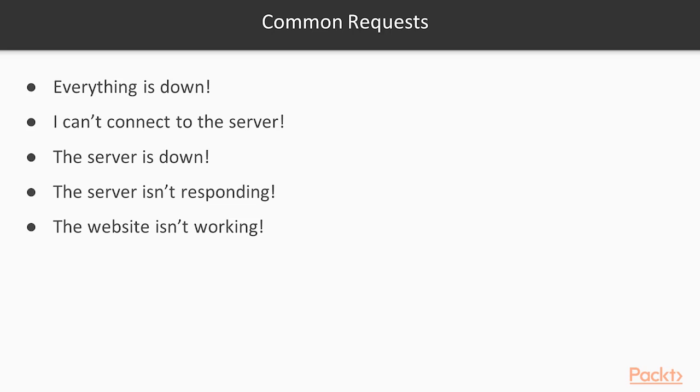I tell this story more often than I should have to, but getting context around this is very important. If you're asked by a customer to fix it because everything is down, you should start immediately drilling down from everything to what that actually means. It's usually a single service or a server that they're trying to use. And that may jump right into I can't connect to the server or the server is down.